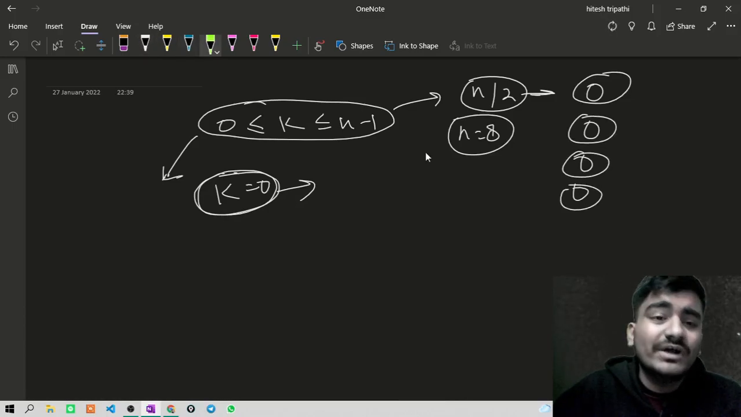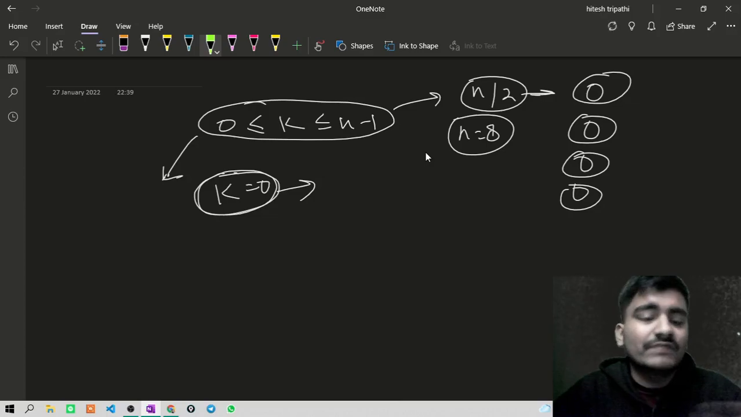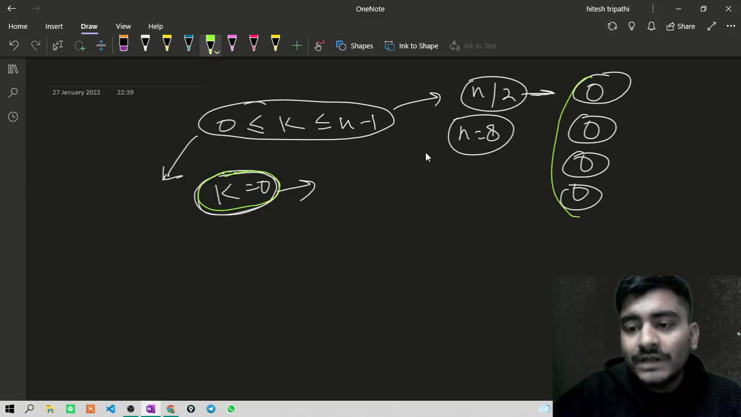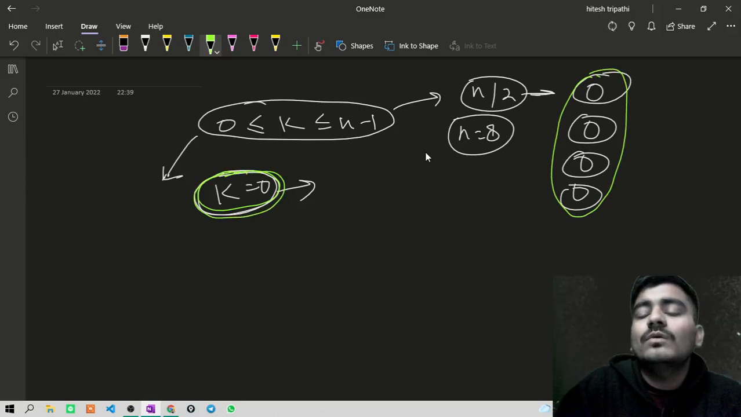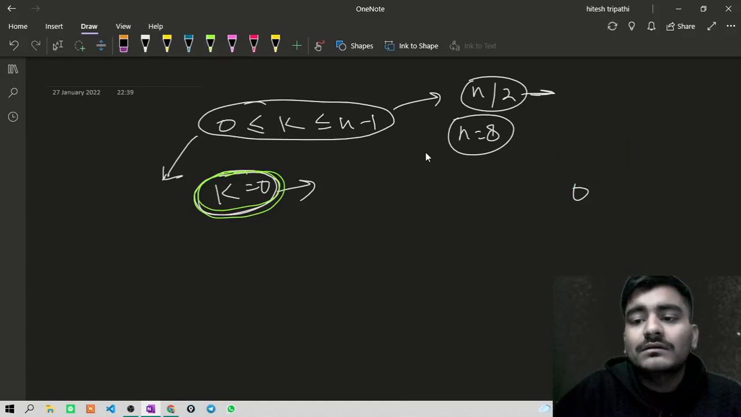And this is quite intuitive because the value of k is equal to 0, and on adding all these values we have to get k equal to 0, so obviously we have to make all the values equal to 0. Okay, now how are we going to do that?